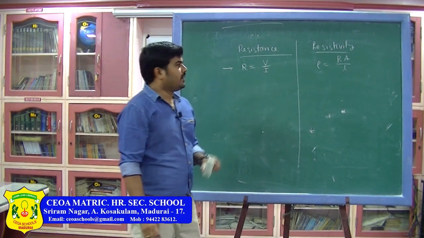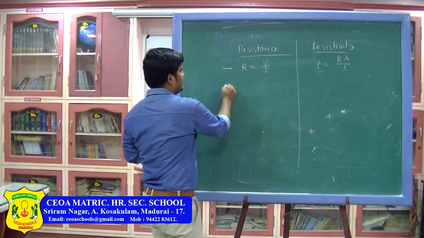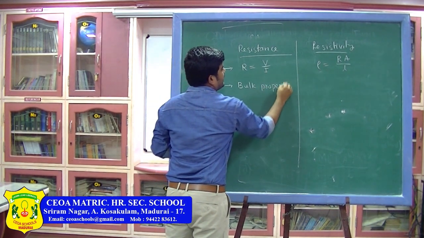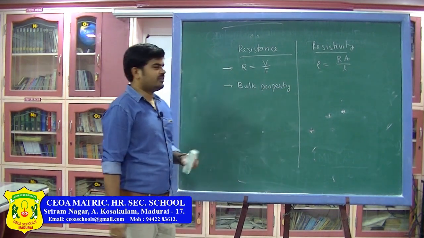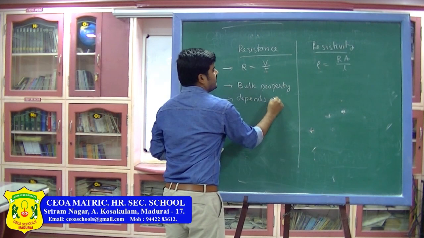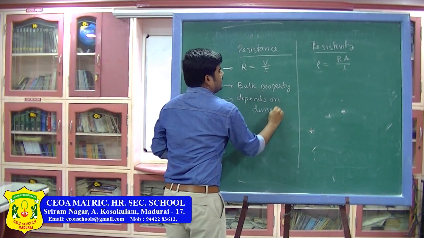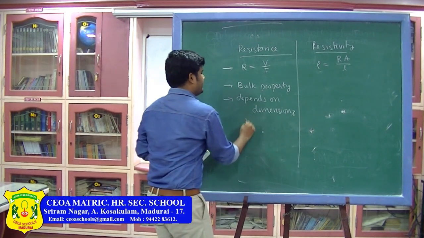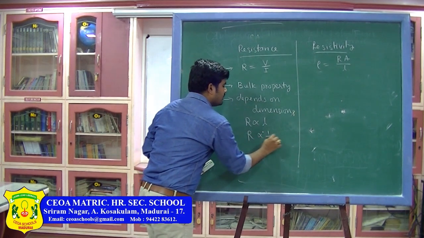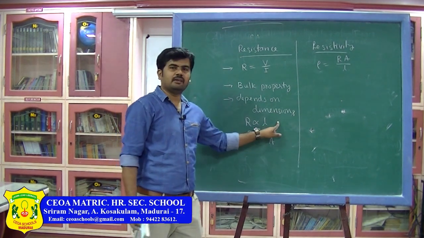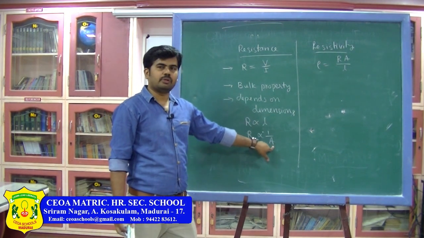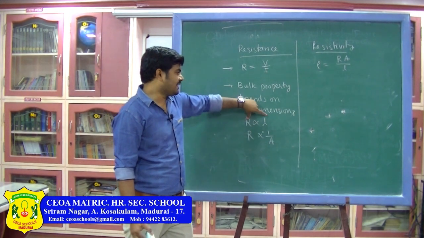The main difference between these two is that resistance is a bulk property of the given material. That means it depends on dimensions. As I said, resistance is directly proportional to the length of the material, and inversely proportional to the area of cross section. That means more length, more resistance, more area, less resistance.